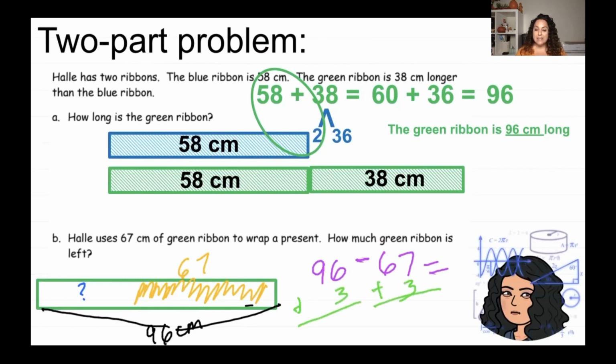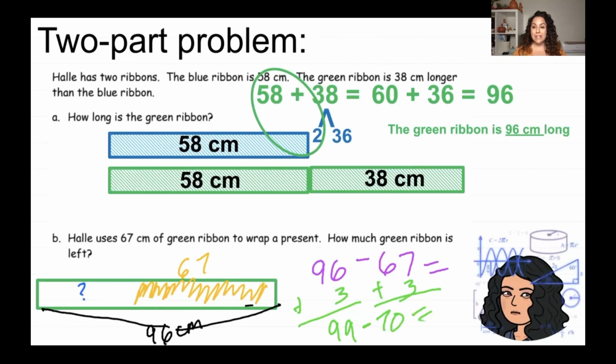So 96 plus 3 more, 96, 97, 98, 99. You can have 99. And I'm still subtracting. And let's see what number I'm going to subtract it to. Remember, 67 and 3 more, we made our friendly number, so that number was 70. So now I have a new equation, and that's 99 take away 70. So 9 take away 7.